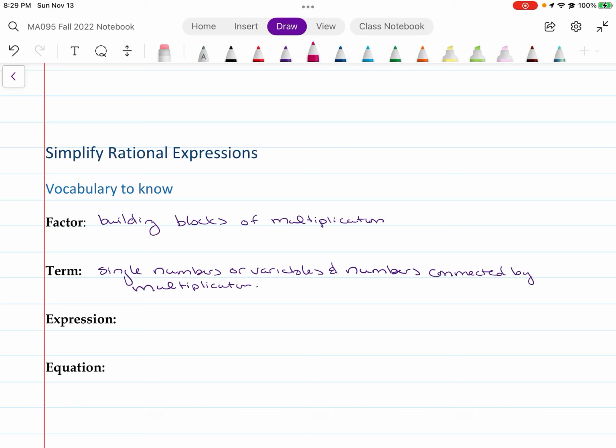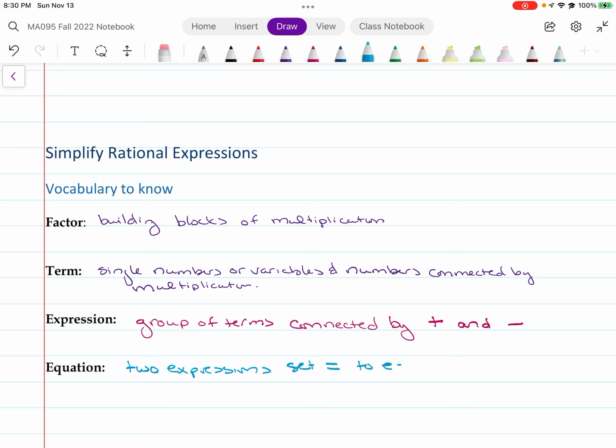All right, expression. An expression is a group of terms connected by what? They are connected by addition and subtraction. You can write those out if you want to. Lastly, an equation is two expressions set equal to each other.